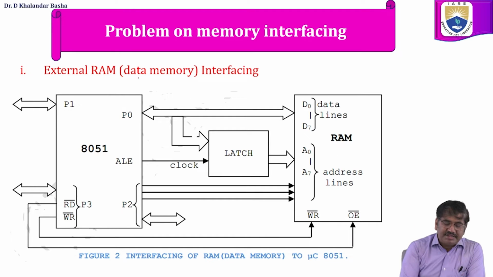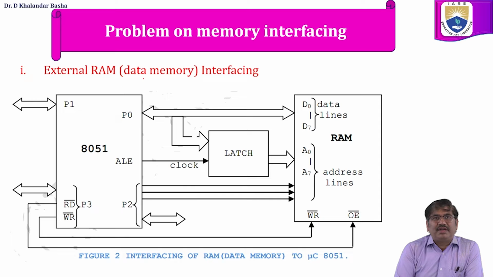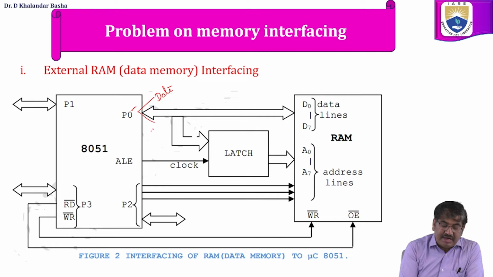Now we will see the external interface if it is for RAM, that is for data memory. Here port 0 is connected to the data lines D0 to D7, as well as to A0 to A7. So what is the information on port 0? Either it may be data or it may be address.